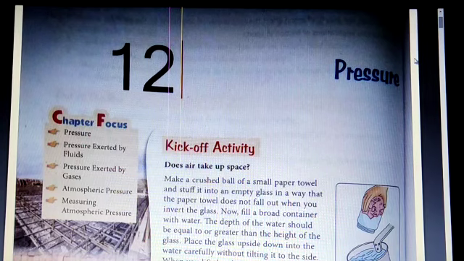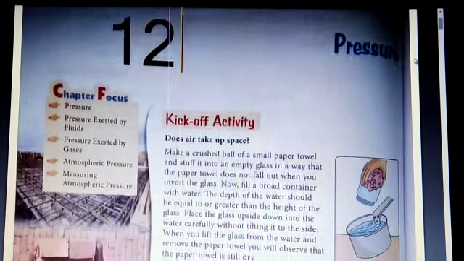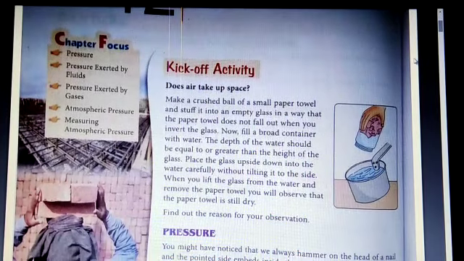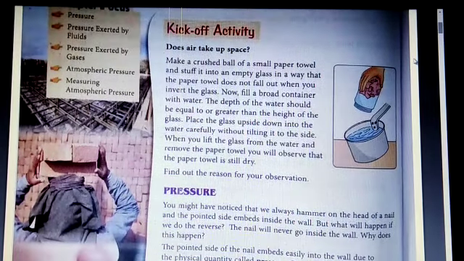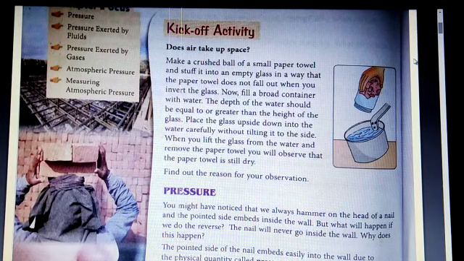Now we'll take a broad container, you can see in the picture which is given here, and fill it with water, and the depth should be greater than the height of the glass. Then we'll place the glass upside down into the broad container, and we'll place the glass such that it is not being tilted on the side.